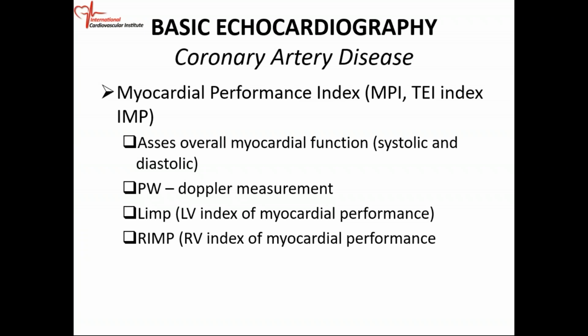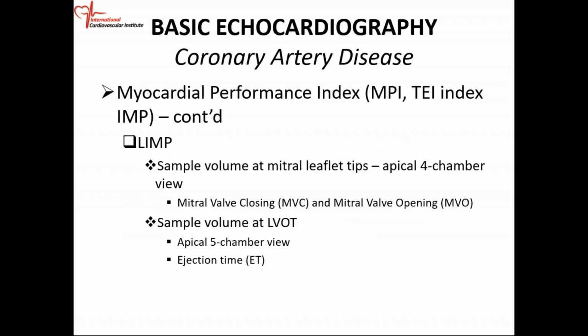We can either use tissue Doppler, or we can use pulse wave Doppler to look at the MPI. If we're looking at the left side, then we're talking about the left ventricular index of myocardial performance, the LIMP. If we look at the right side function, then we look at the RV index of myocardial performance, RIMP. So these are some additional assessments that you can use to look at myocardial performance.